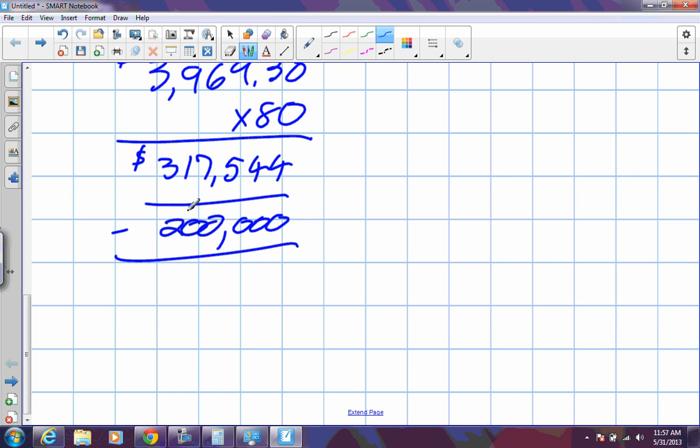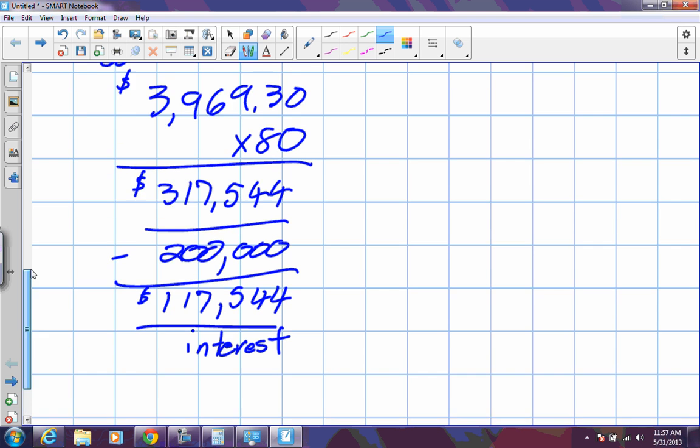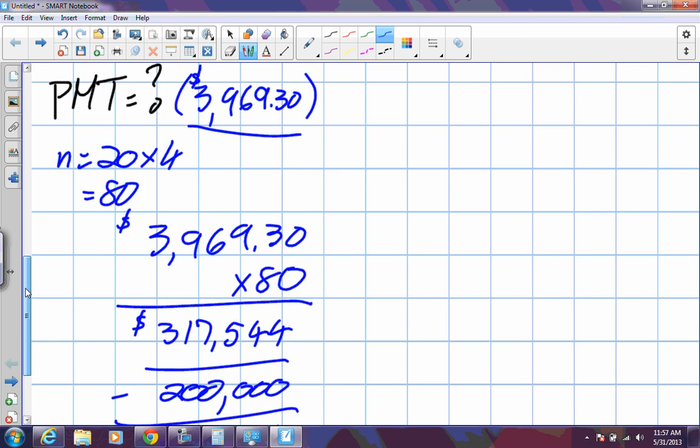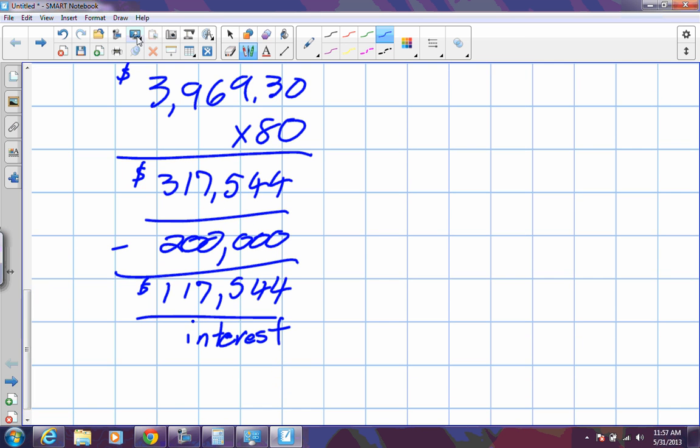So we earned quite a bit of interest over the course of 20 years. We'll subtract these two numbers to figure out the amount of interest we got. And it looks like we actually earned $117,544 in interest. Okay? Which is great. Over 20 years, we earned almost $120,000 in interest because of our annuity compounding 4 times a year and having a 5% interest rate. Thank you for finishing that sentence.